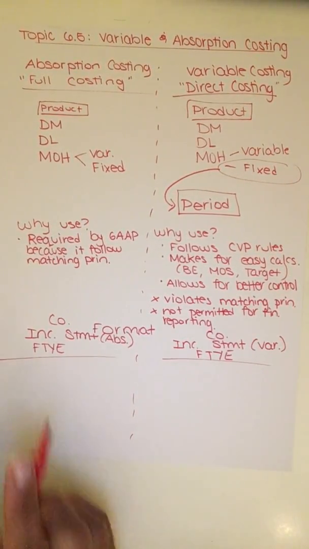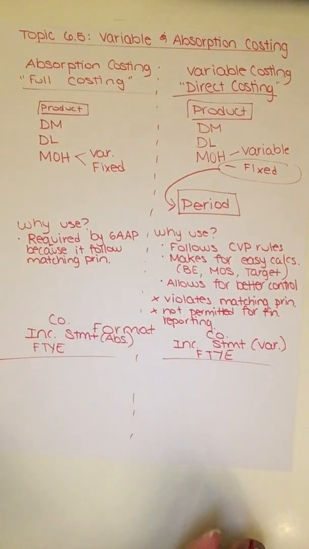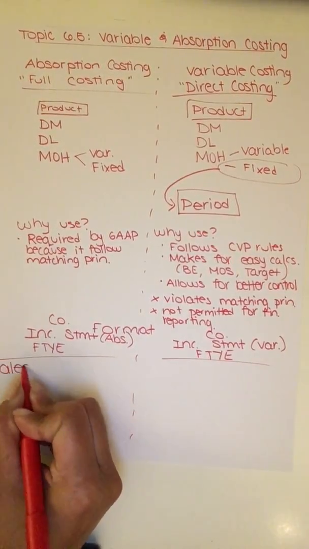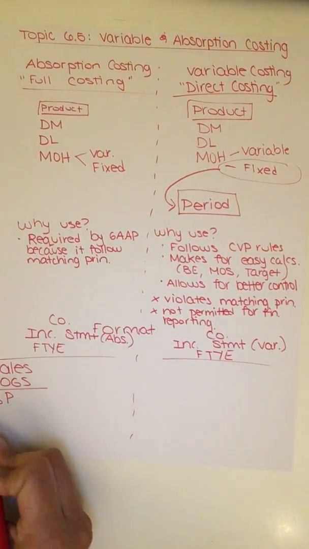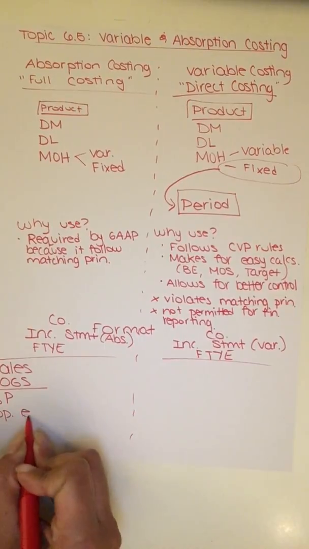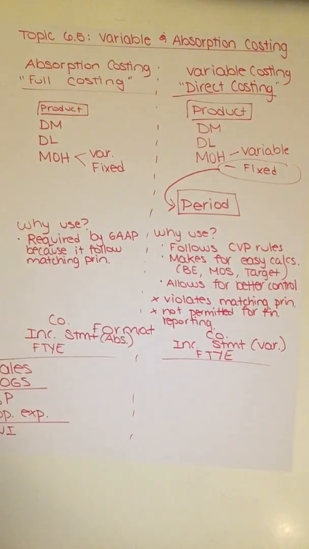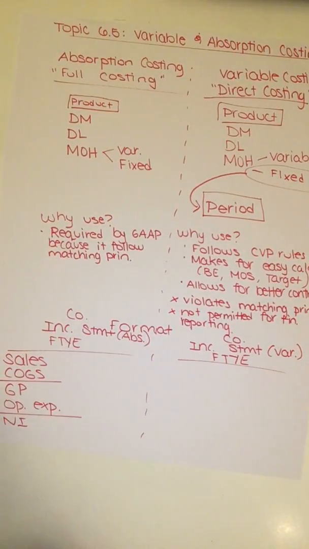All righty, what else do we expect to see? Well, if it's an absorption income statement, it's all the same format that we learned in 1A. Sales minus cost of goods sold. What comes next? I can't hear you guys, but I'm going to assume you said gross profit minus your operating expenses gives you net income.